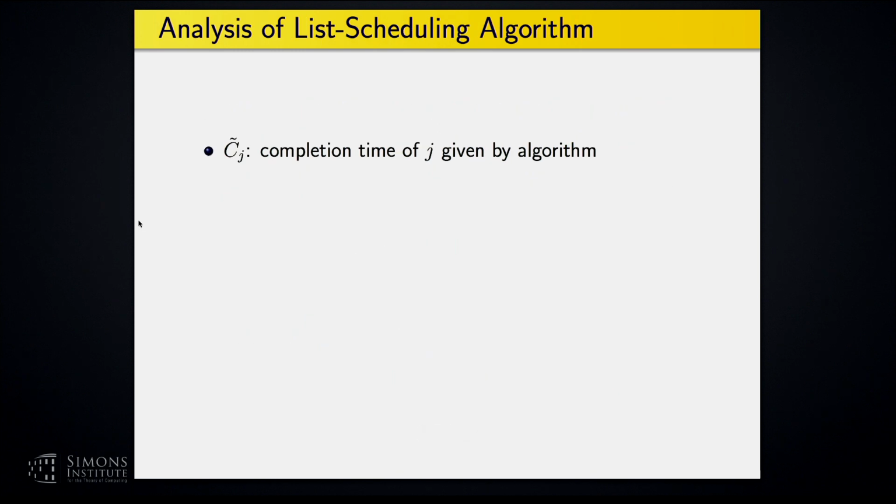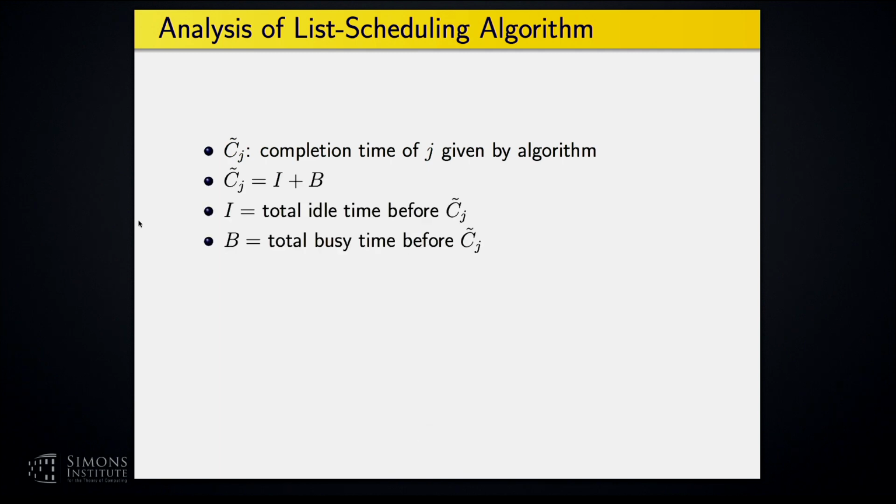So what's the analysis? Let's use T(C_j) to be the completion time of j in the integral solution. Then we break T(C_j) into two parts. I is the total length of idle time slots before T(C_j), and B is the busy time slots. When I say busy, I mean all machines are busy. When I say idle, that means at least one machine is idle.